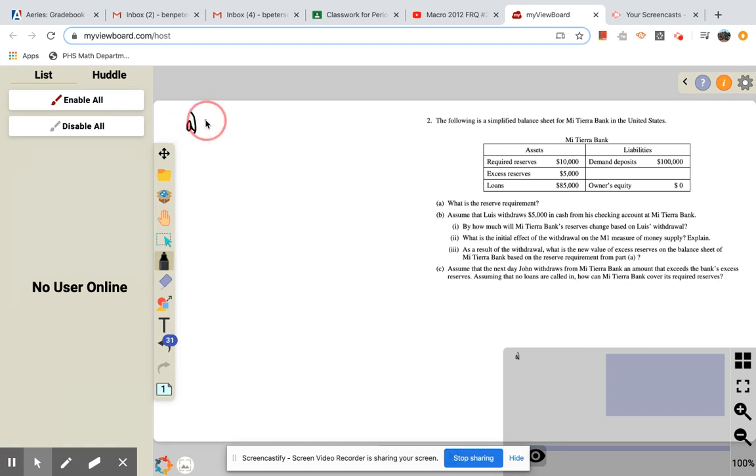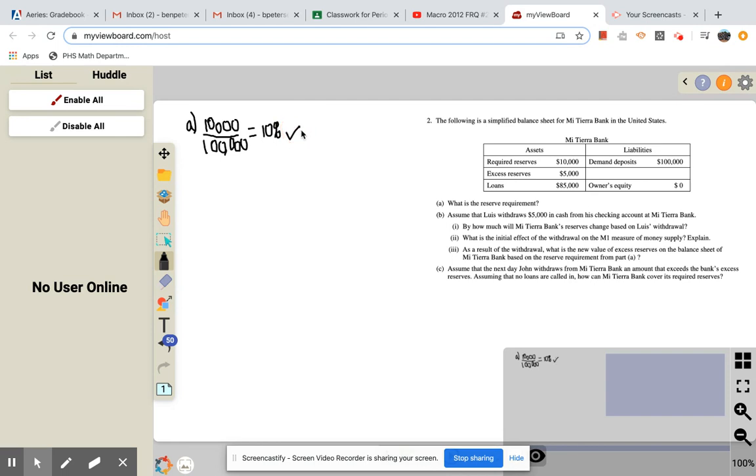Well, if the required reserve is $10,000, and the total amount that's in the bank is $100,000, simple mental math here. Remember, no calculators. That's going to give us a reserve requirement of 10%. So the reserve requirement is 10%. All right, check. First point.